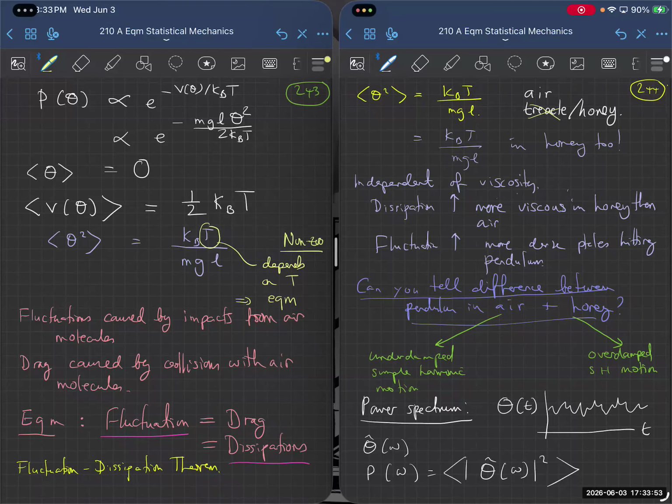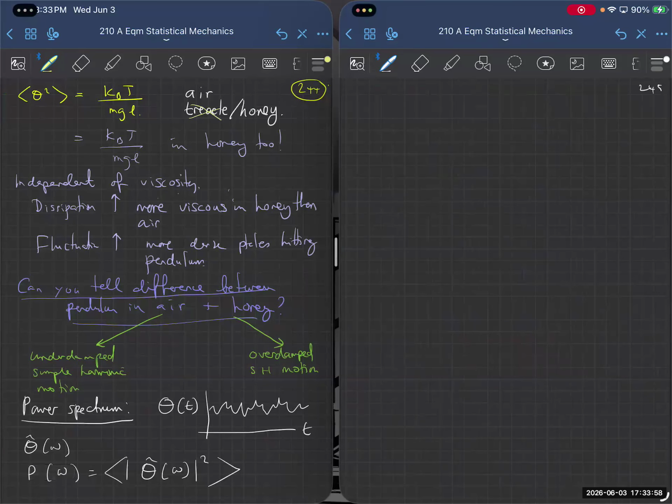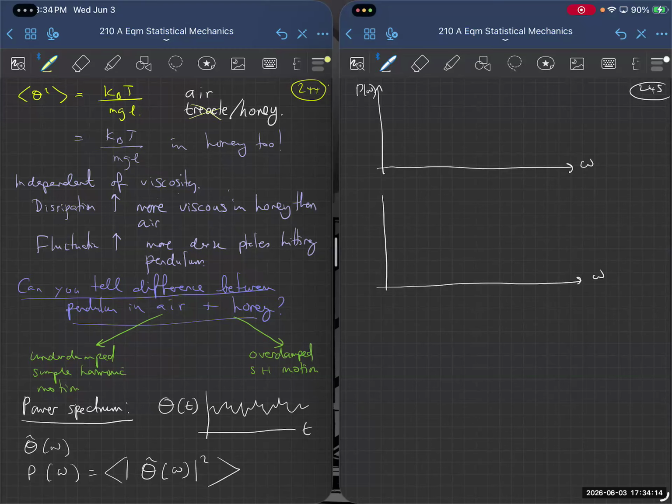And then take the average over this probability distribution. And then I plot that as a function of frequency. So let's draw it for the pendulum. Okay, so the pendulum has a natural frequency of omega naught, which is square root of g over l or something like that.